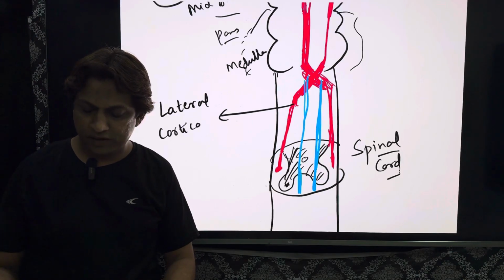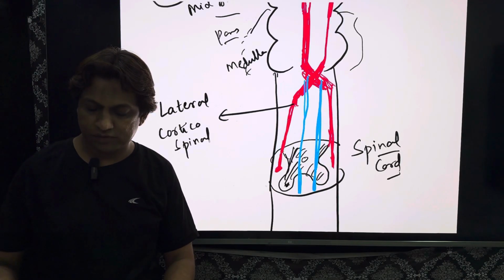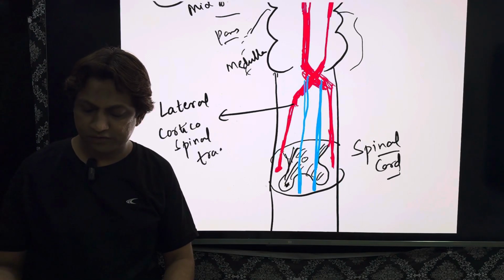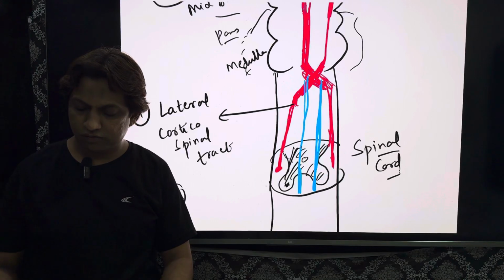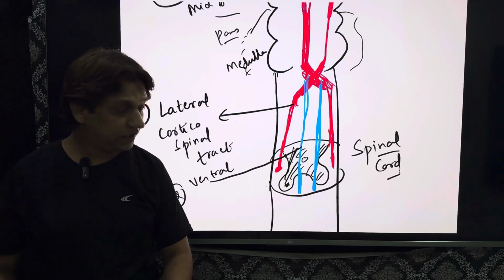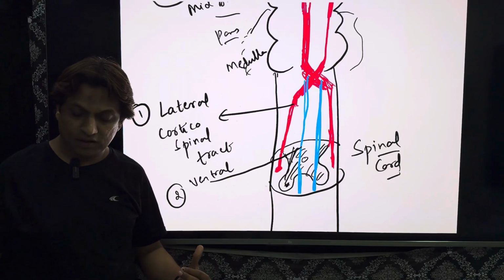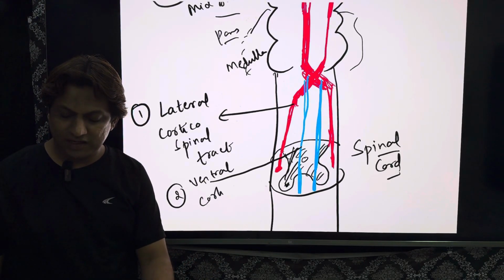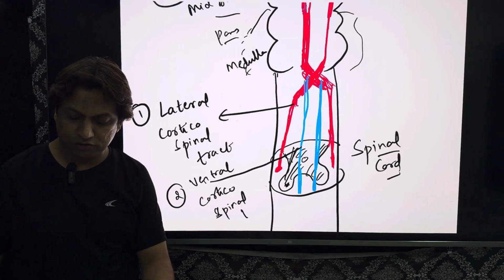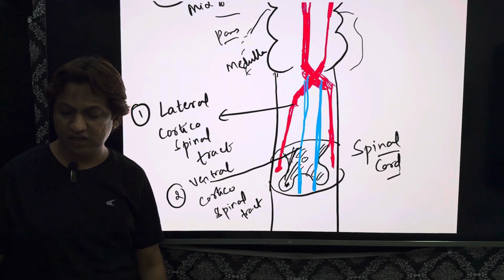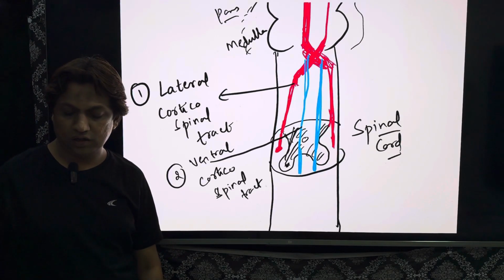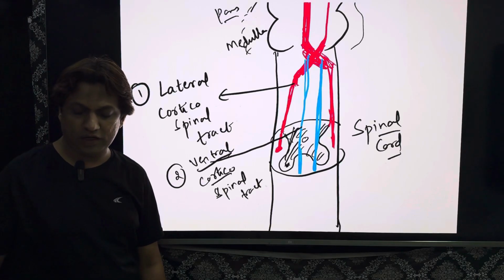So, corticospinal tracts are of two types: the lateral corticospinal tract, this is one type, and the second one is this one, the ventral or anterior corticospinal tract. Hope you understood why it is called ventral and why it is called lateral, because one is running in the lateral white funiculus and the other is running in the anterior white funiculus, or the ventral. So, two types of the corticospinal tract.